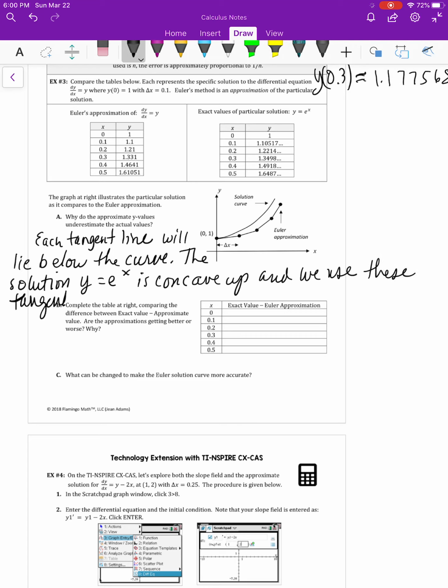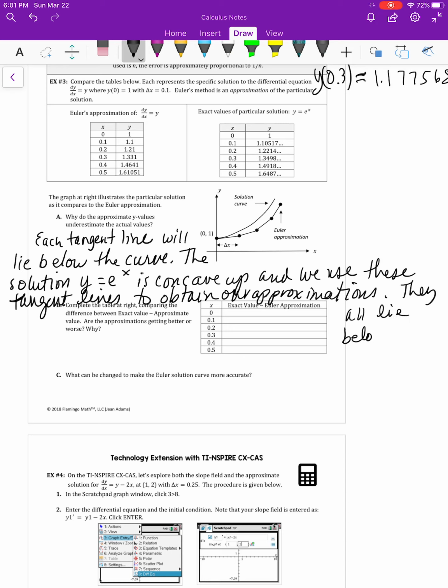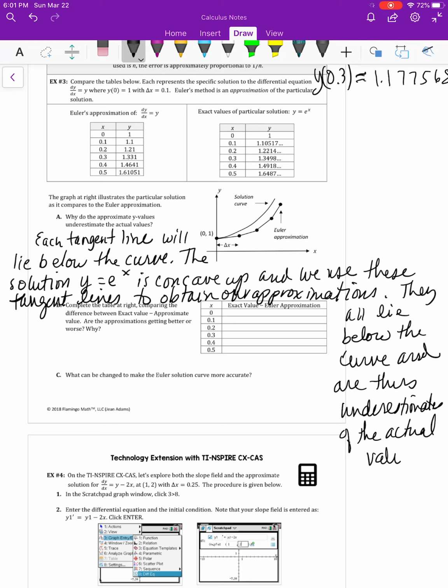And we use these tangent lines to obtain our approximations. They all lie below the curve and are thus underestimates of the actual values.